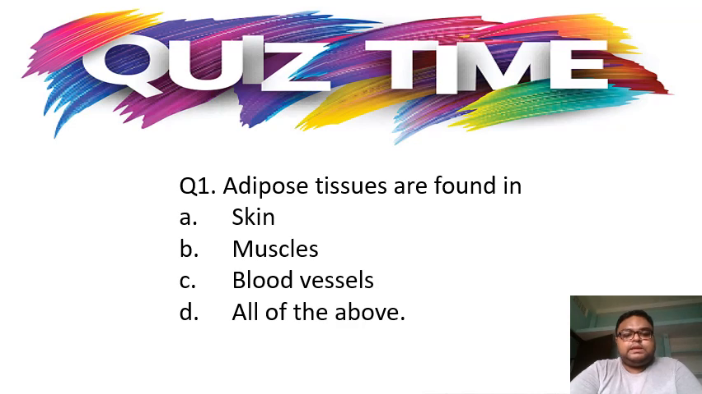So adipose tissues are found where? Is it found in the skin? Is it found in the blood vessels? Tell me, students, where it is found. You can think about it for 2 to 3 seconds, not more than that. We don't have much time left. Right, so adipose tissue is found in all of the above. It is found in the skin, in between the skin and the muscles also. It is found in the blood vessels also. So it is found in all of them.